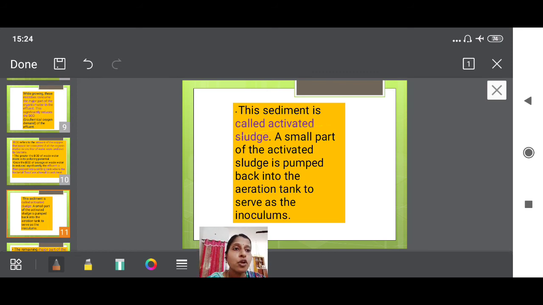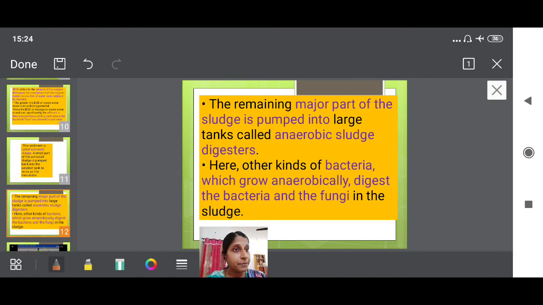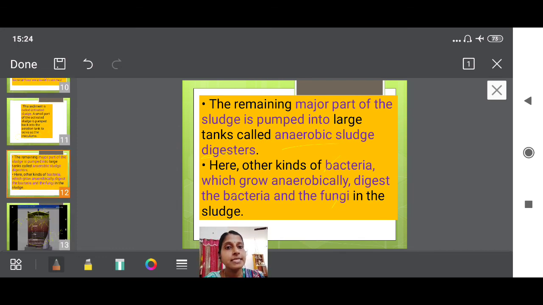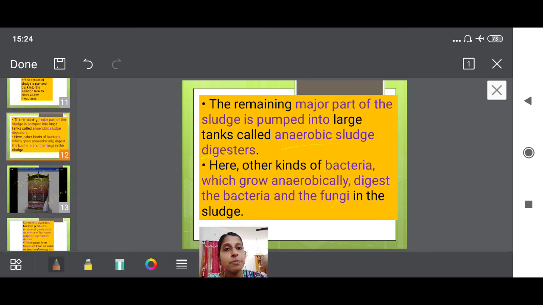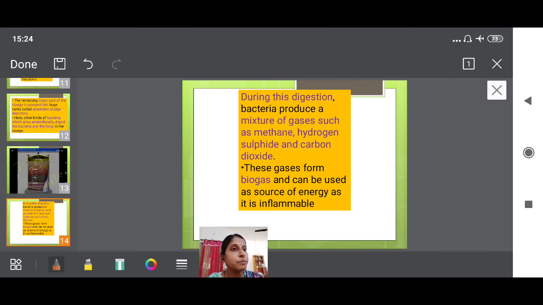A small part of the activated sludge we are putting again into the aeration tank, as I already said, acting as inoculants. The remaining part is transferred to the anaerobic sludge digester. There anaerobic bacteria digest all these flocks and debris, and they release the gas. The name of the gas is what? The biogas. They are producing methane, hydrogen sulfide, carbon dioxide as the composition of the biogas, which can be used as a fuel. It's highly inflammable, so it can be used as a fuel, and the rest of the part at the bottom, which is settling down, we are using as manure.